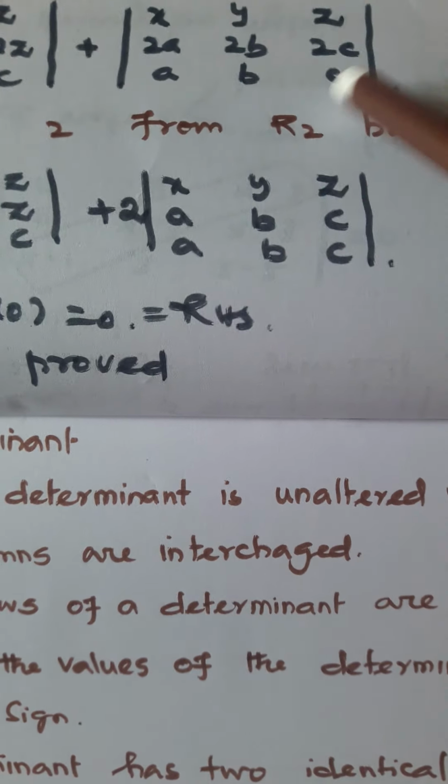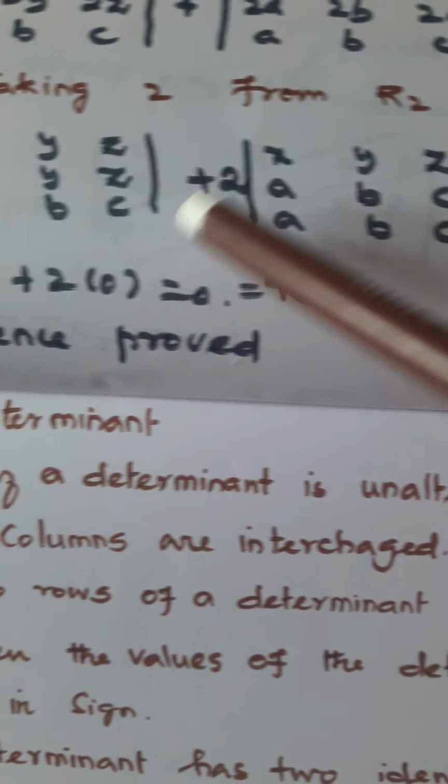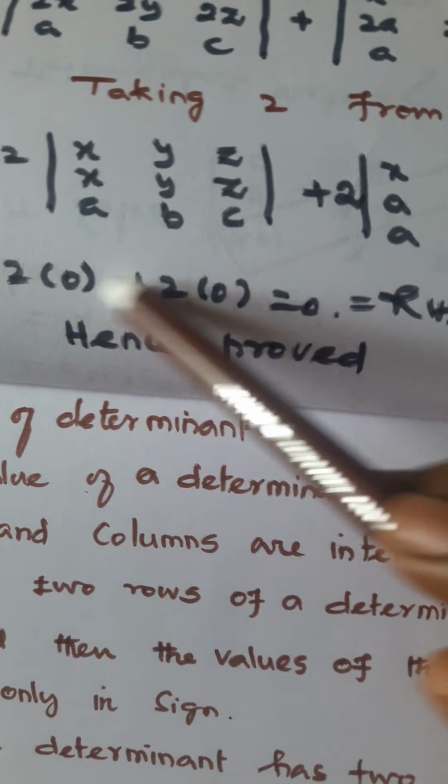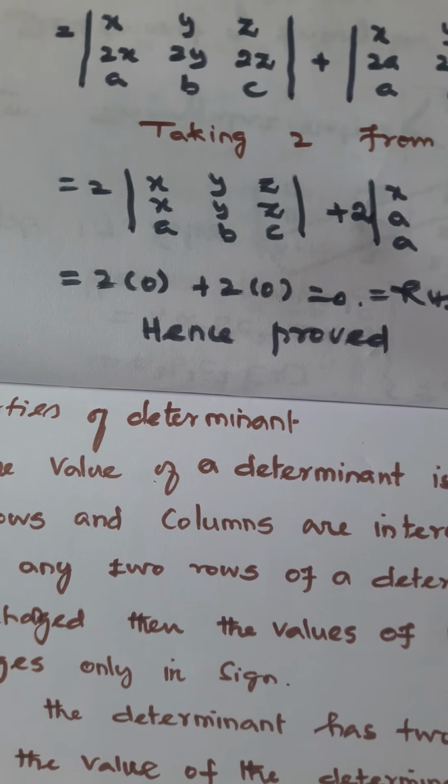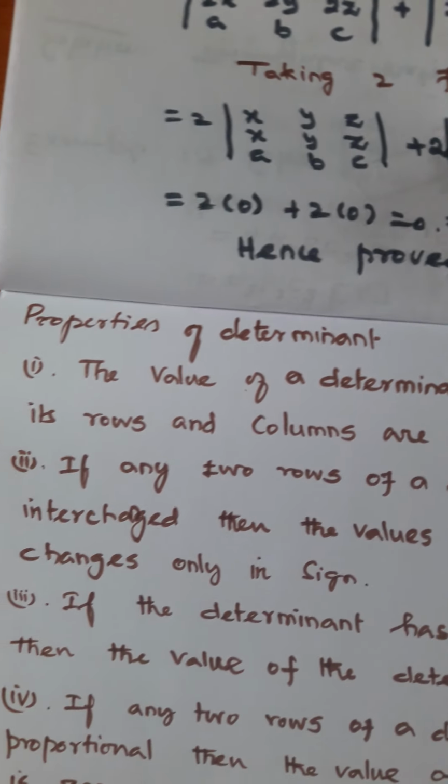Here 2 is a common factor. 2 into the determinant expansion, that is 0. So the answer is 0. Hence proved. Okay. So this is one of the example 3 mark questions.